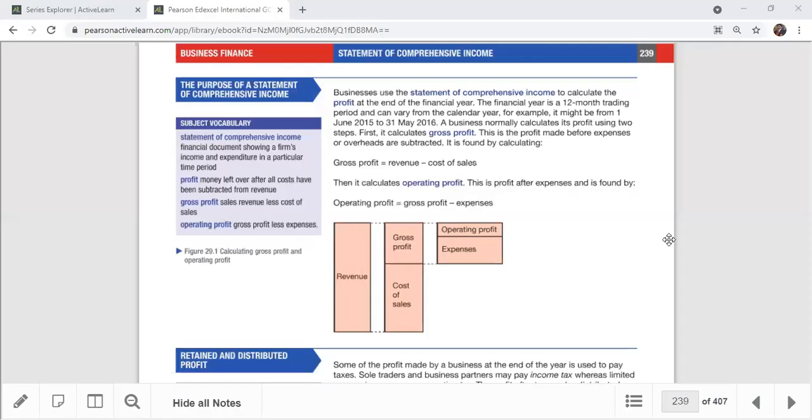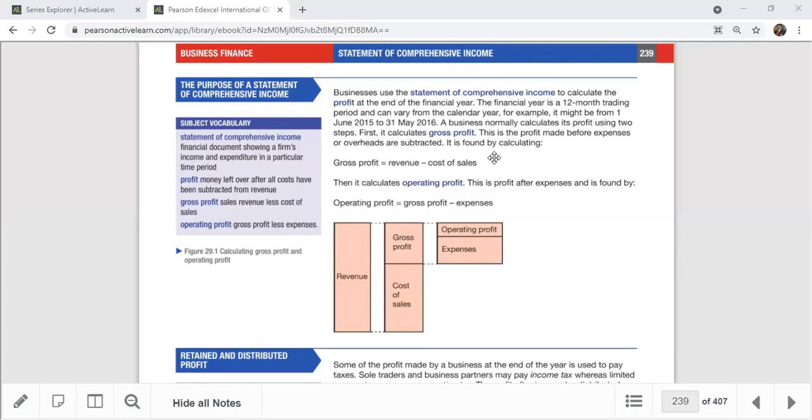Hi everyone. The main purpose of the statement of comprehensive income, the definition of comprehensive income, is the financial document showing the firm's income and expenditure in a particular time period. So in business, we are not going to prepare the statements of comprehensive income, we are going to interpret, because interpretation is the most important.